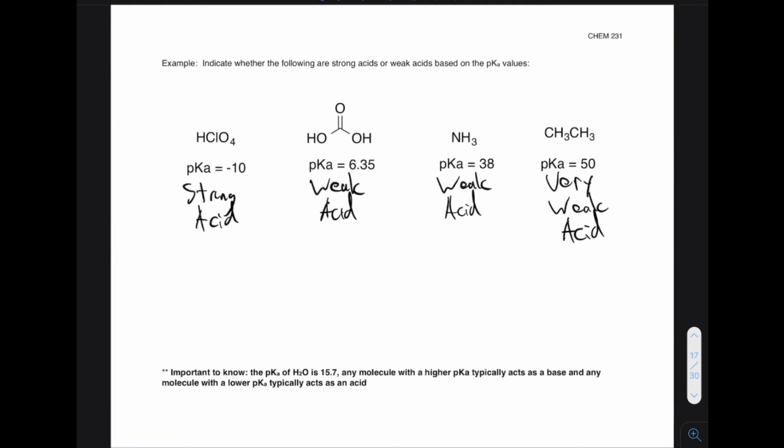And we can kind of see that here with nitrogen, right, where it has that lone pair, it can act as a Lewis base and donate electrons, right? So this will typically act as a base.